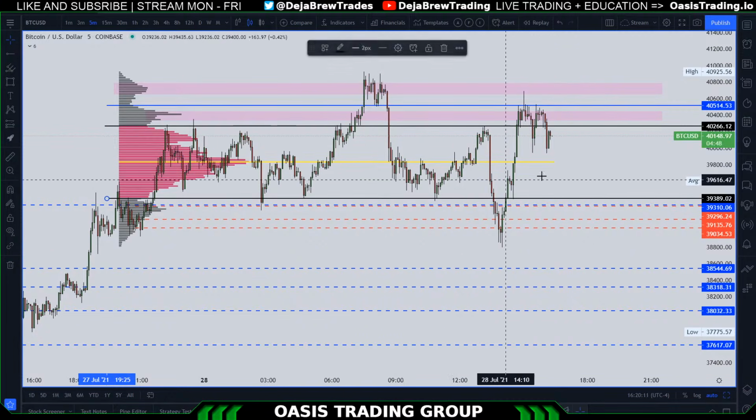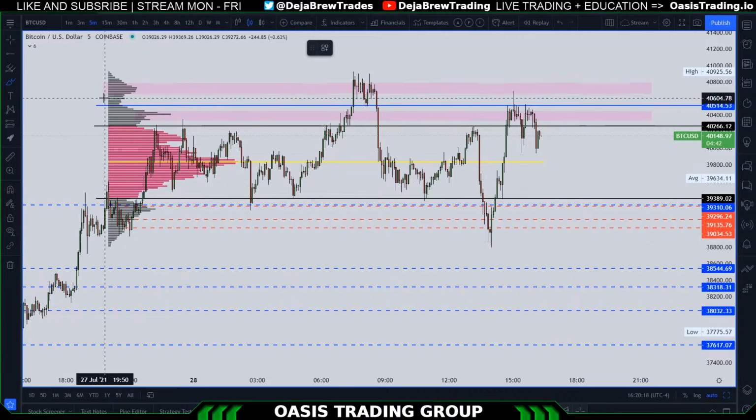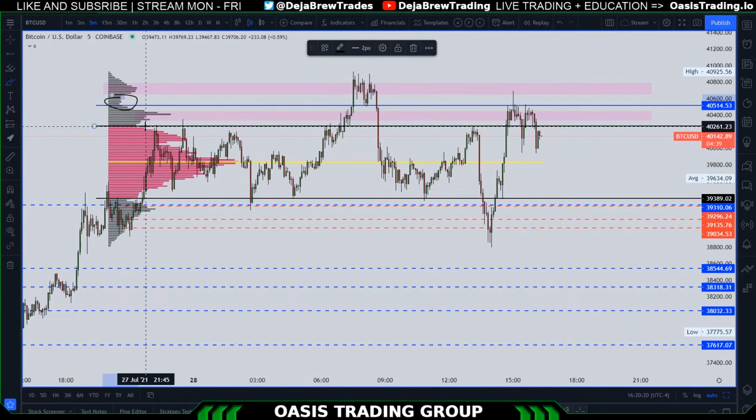Our value area has shifted a little bit. This is still a very balanced day. This is almost perfectly balanced. The only thing that is not perfectly balanced about this day is that gap right there.